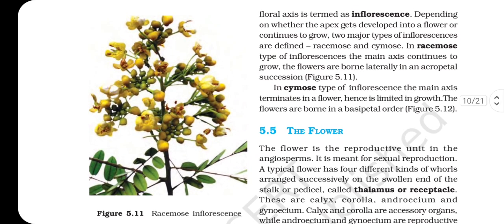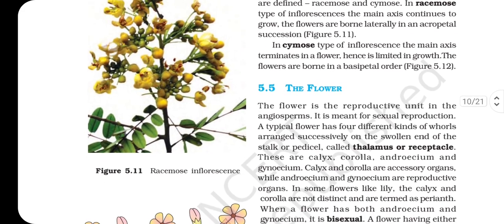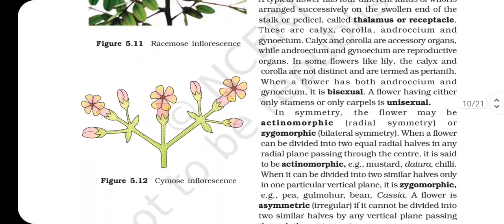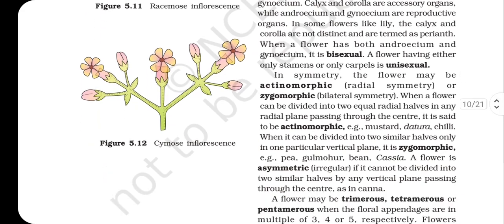That means racemose inflorescence and cymose inflorescence.